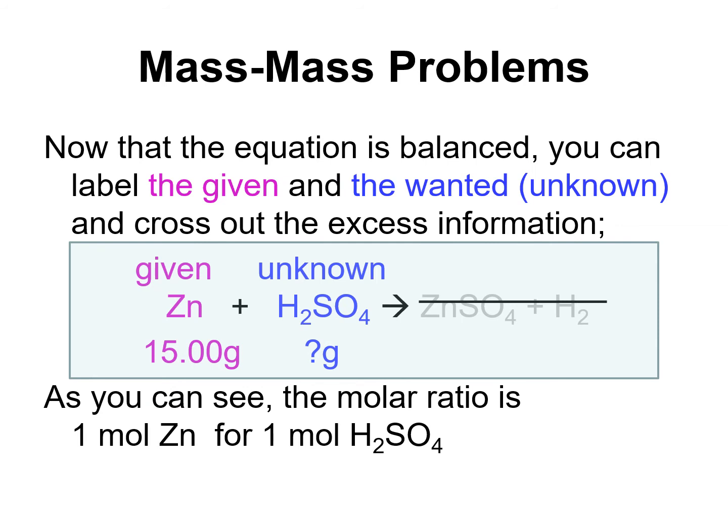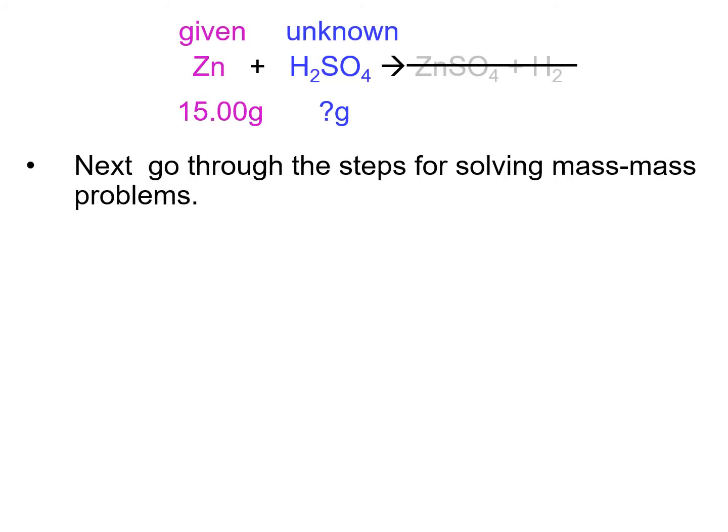So we are given zinc. We want to find how much sulfuric acid we are going to need, and we don't need to know anything about zinc sulfate or hydrogen gas for this particular problem. The mole ratio is a 1:1. So if we go through our steps for solving mass-mass problems, we will make a grid.